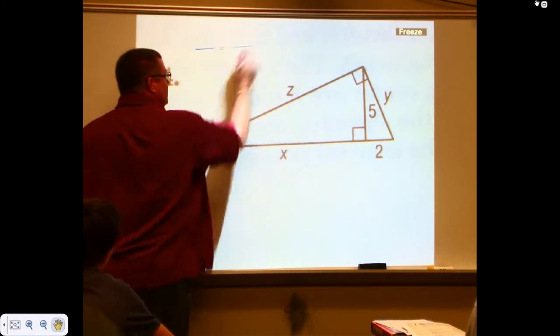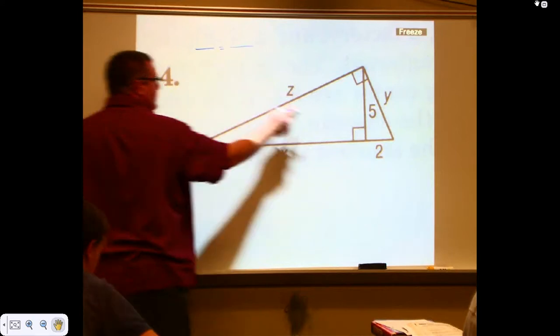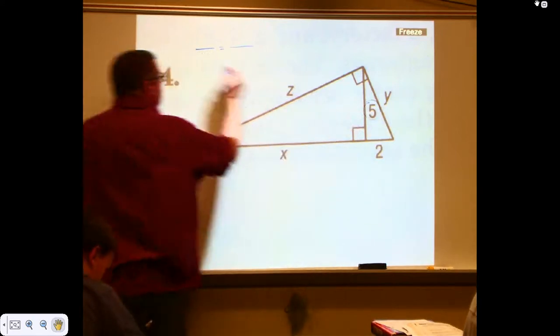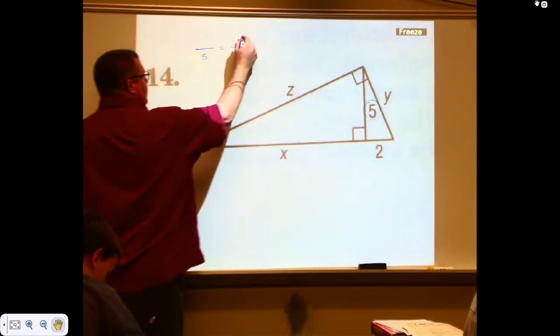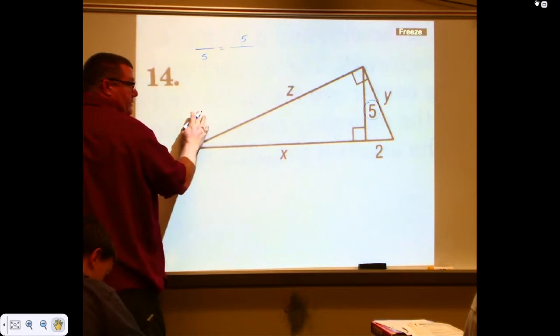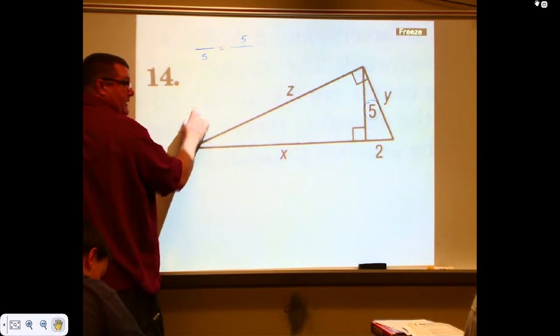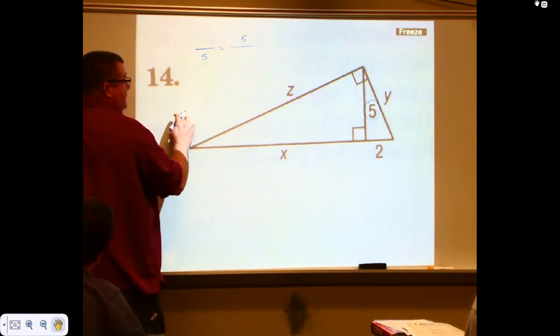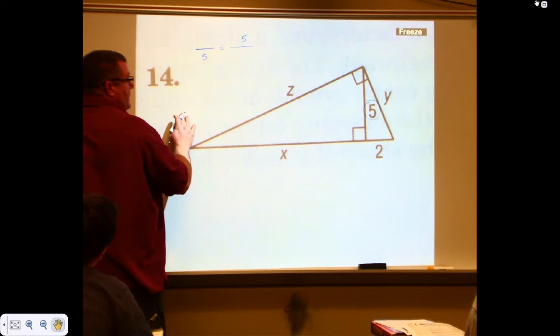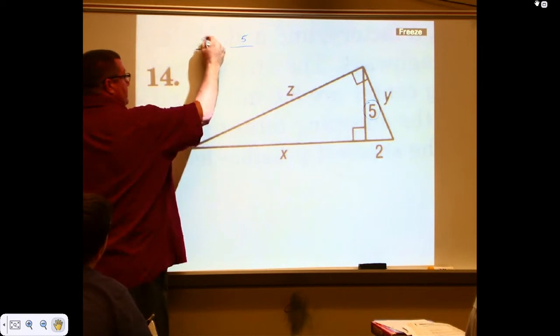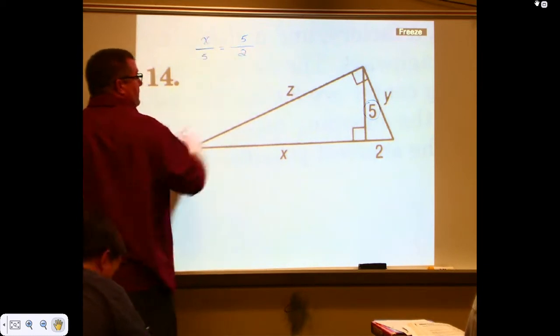If we make this our geometric mean, what would I have? 5, and then what here? 5. So don't get in the habit of always making the variable the geometric mean. It's not always going to be the case. Then what are the two extremes then? X and 2, right. Okay, that's one of them.